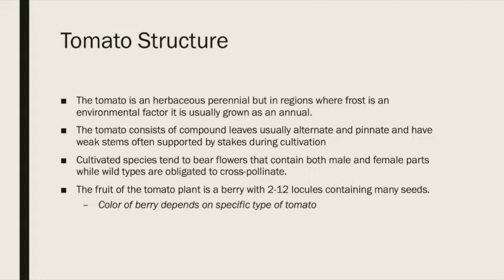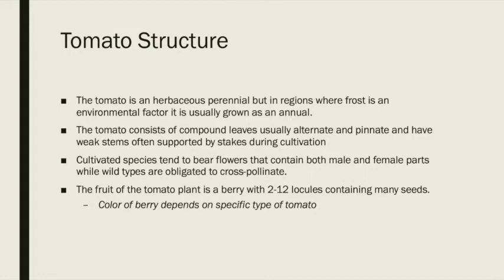The cultivated species tend to bear flowers that contain both male and female parts, so they are able to self-pollinate, while the wild-type species tend to be restricted to cross-pollination, which does lend to higher genetic diversity.